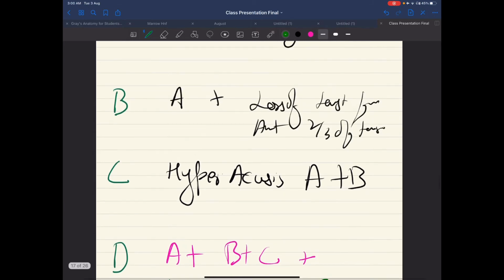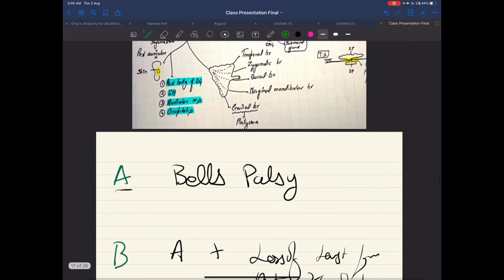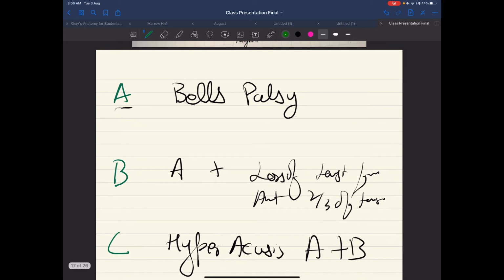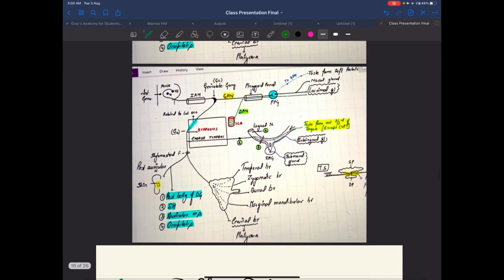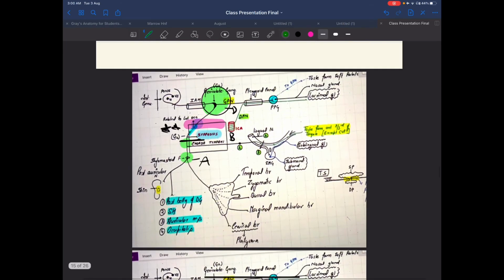If you remember clearly, the greater petrosal nerve goes out through the pterygoid canal and it relays into a ganglion. What ganglion is that? Yes, it's the pterygopalatine ganglion. What happens after the pterygopalatine ganglion? After relaying into the pterygopalatine ganglion, the nerve which comes out is your V2, the second part of the trigeminal nerve.